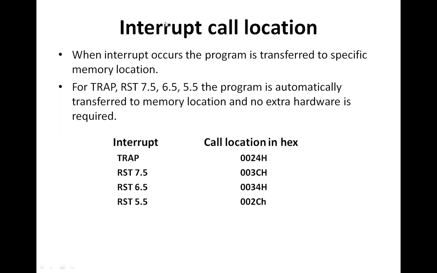That is what I am saying: if TRAP is connected to a particular device and wants to interrupt, it will directly go to the location 0024. There is no option at all. But in case of the INTR line, there is an option, by asserting a particular interrupt instruction.